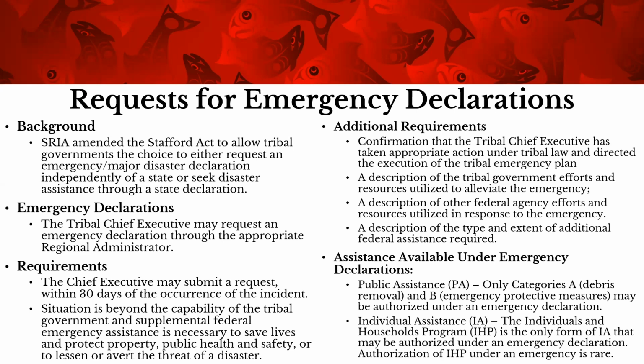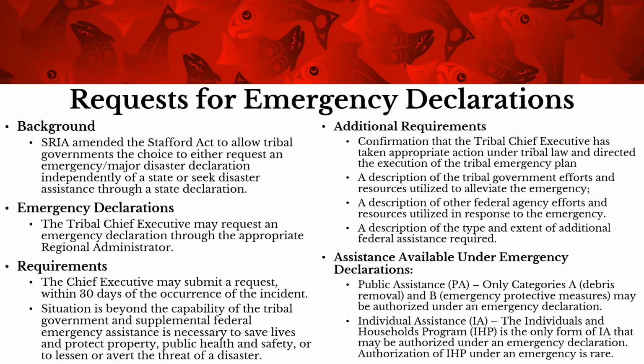So our tribe right now is under a national presidential emergency declaration for the COVID-19 pandemic as a result of this amendment. For an emergency declaration, the tribal chief executive may request the declaration through the regional administrator. You may recall yesterday, for those of you that were on, that's the process that we took. My tribal council voted to declare a state of emergency for our tribe after I recommended that to our tribal chairman and tribal council. From there, we submitted a request for an emergency declaration to become a direct recipient under FEMA, directly to our regional administrator, which went on to the president to allow that to happen.